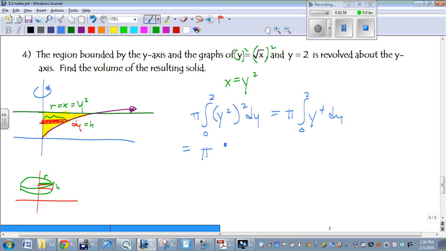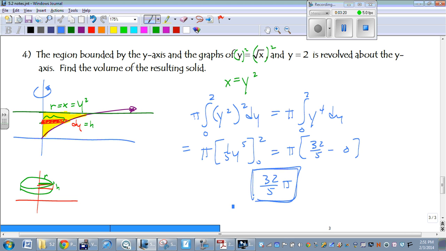So we have pi times the antiderivative, which is 1/5 y to the 5th, evaluating from 0 to 2. So 2 to the 5th is 32. So we get 32 fifths, minus 0 to the 5th is 0 times 1/5. So we'd have 32 fifths times pi. Again, you can do it with the calculator, but just as a refresher, in case this is on the non-calculator part of the test, that's how we would do it.